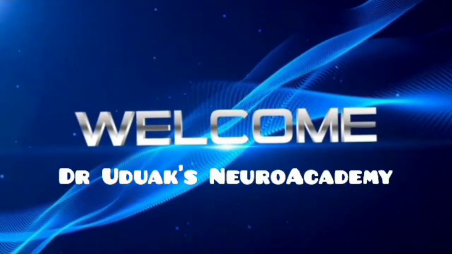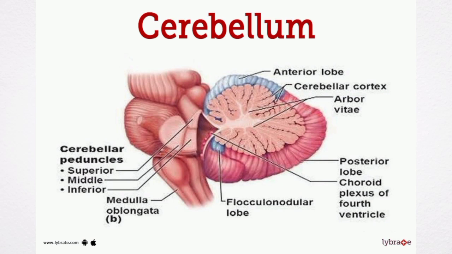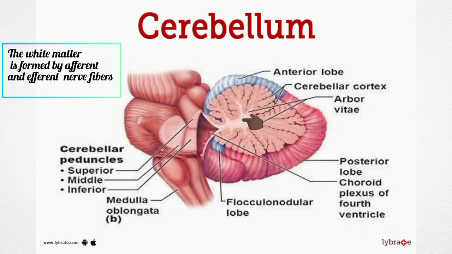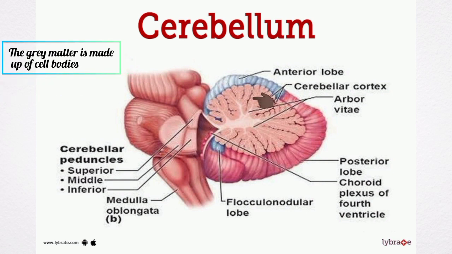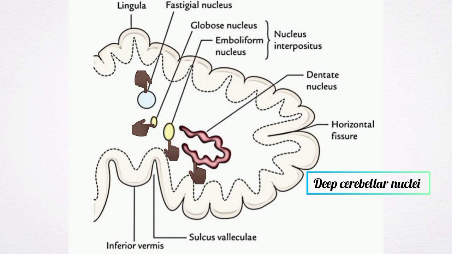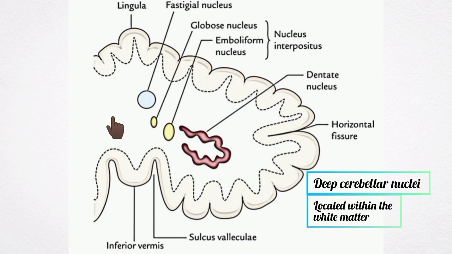Ujwal Neuro Academy. Today we'll be talking about the functional units of the cerebellar cortex. The cerebellum is made up of outer gray matter, or what we call the cerebellar cortex, and an inner white matter. The white matter is formed by afferent and efferent nerve fibers. The gray matter is made up of cell bodies and dendrites. There are gray masses called deep cerebellar nuclei that are located within the white matter.